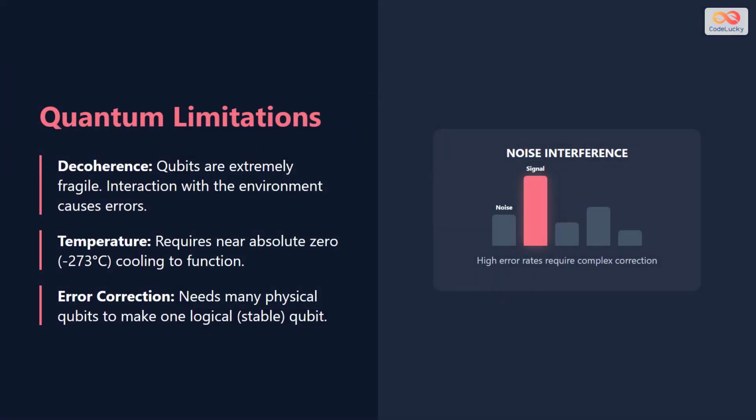However, quantum computers aren't perfect. They are incredibly sensitive. Any noise, heat, or vibration can cause errors, a problem called decoherence. That is why they must be kept in fridges colder than outer space to function correctly.